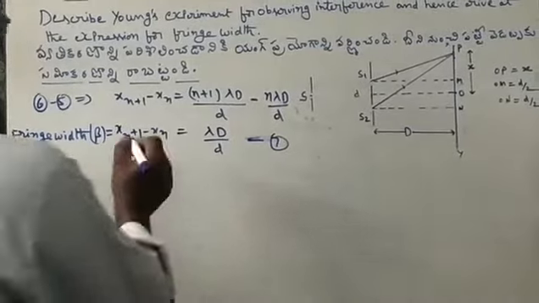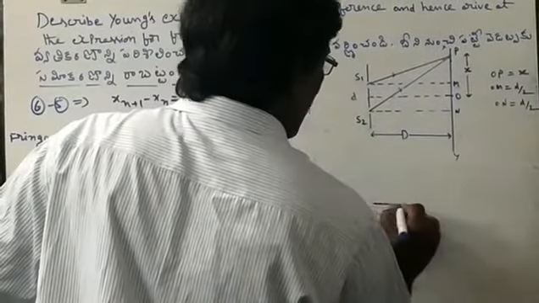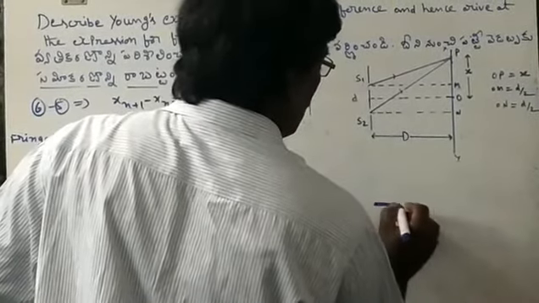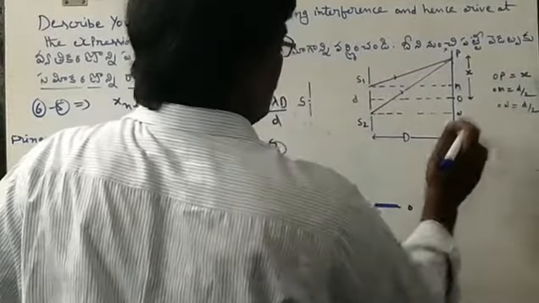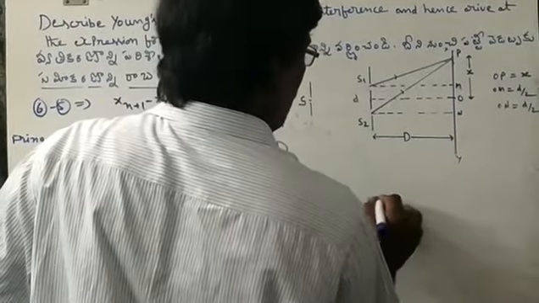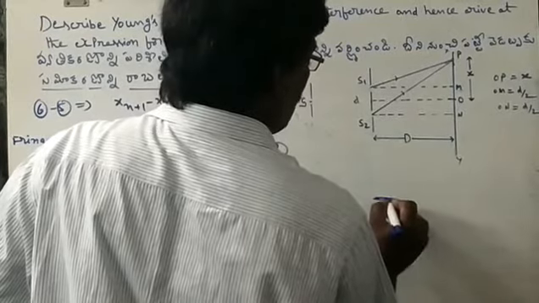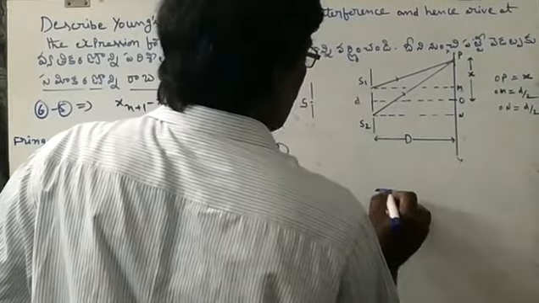Fringe width means the distance between successive fringes: center bright fringe, then bright, dark, bright, dark, bright.